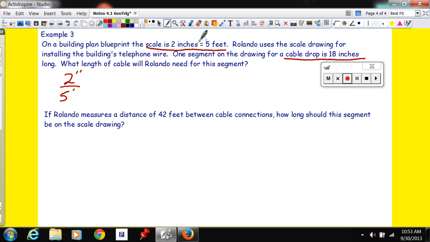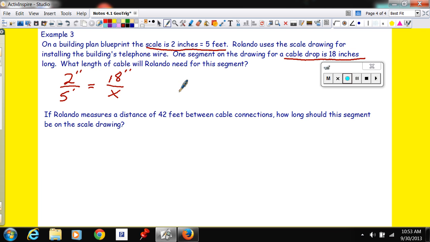Now, is that reduced completely? Is 2 inches to 5 feet a good scale factor? Yeah, it is reduced. He wants to know if 18 inches is on the blueprint, how many feet would that be in real life? So that's our setup.